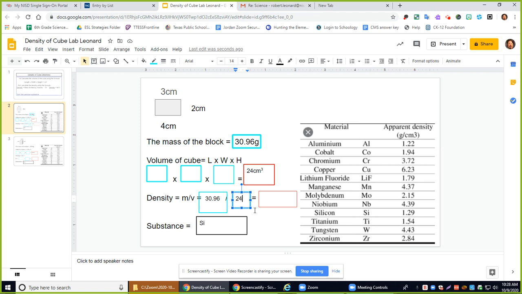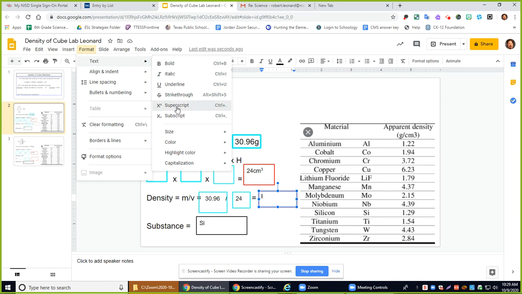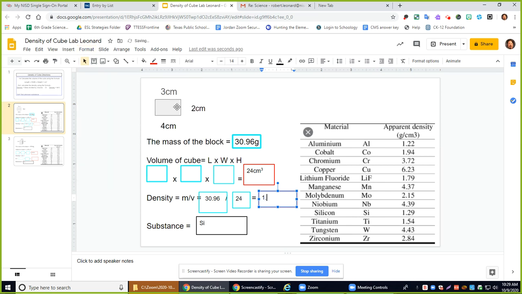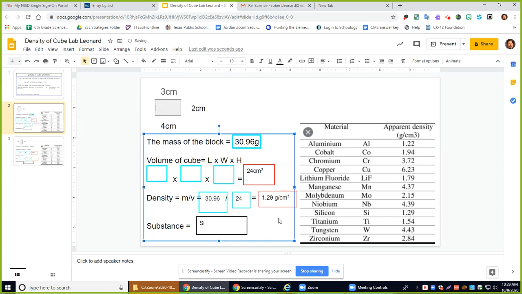1.29. Very good. 1.29 grams per centimeter cubed. That is our density. Okay, 1.29 grams per centimeter cubed is the density of that cube.